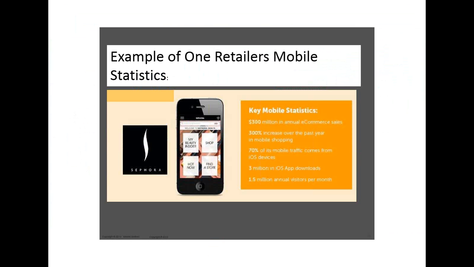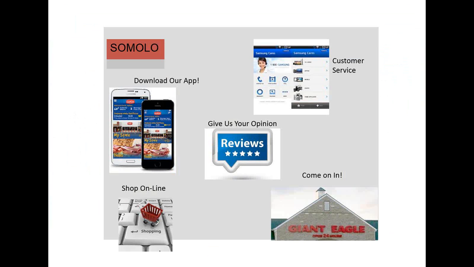At a recent conference, Maria Maltoni used Sephora as an example of a retailer who's embracing the Omni-Channel. They do about $300 million in annual e-commerce sales. This is a 300% increase over the past year in mobile shopping. They're also analyzing these sales and have determined that 70% of its mobile traffic comes from iOS devices. They also had 3 million iDevice downloads of their app. Their site also gets 1.5 million visitors per month. Later I'll show you some examples of how that gets analyzed.